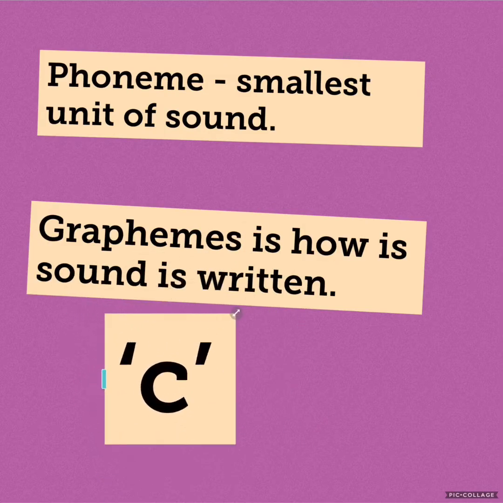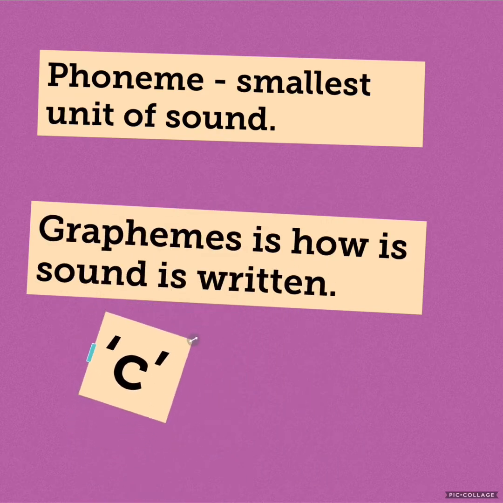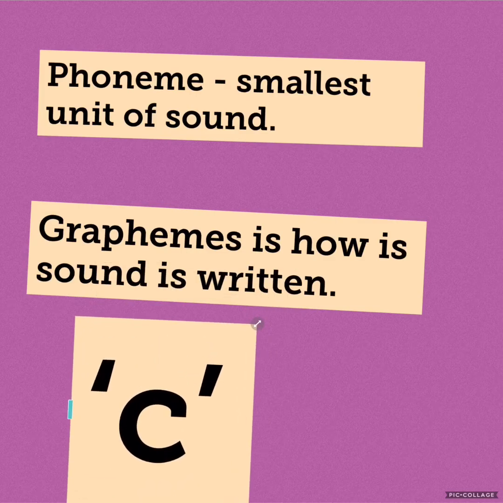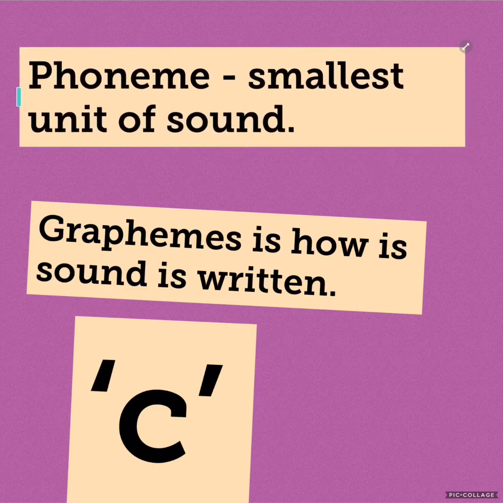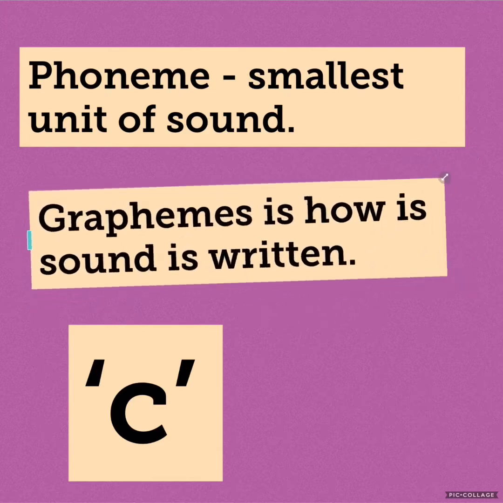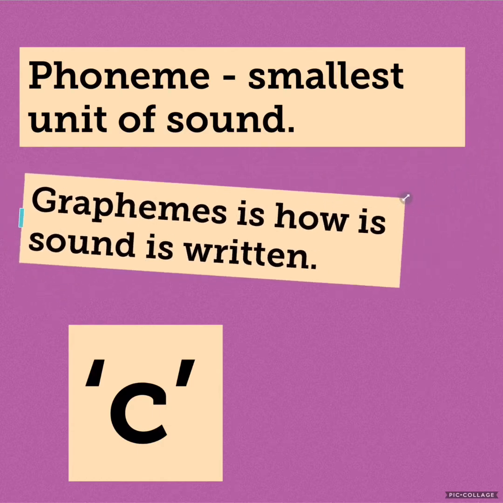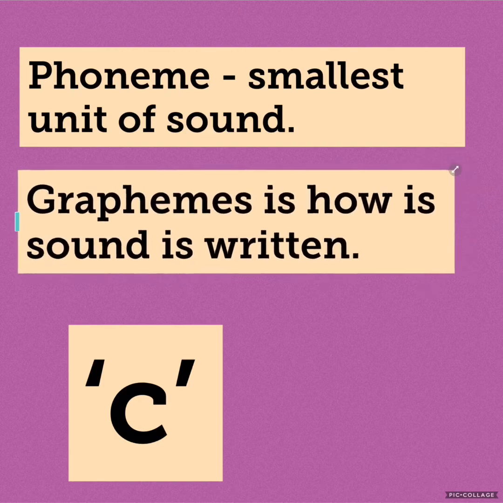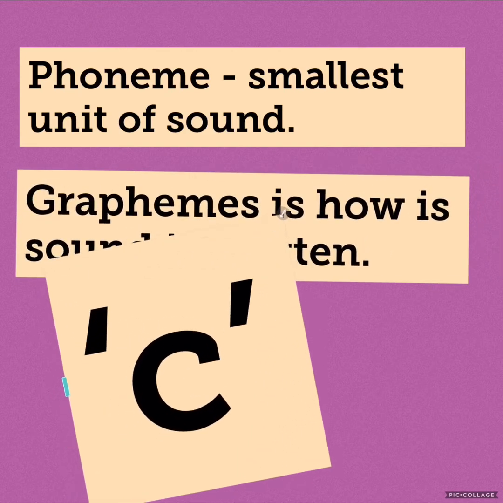Now, back to this week's learning. We're exploring the K sound, or the K phoneme. And just some revision: the phoneme is the smallest unit of sound. So for this K sound, we're exploring how we can write or represent that sound in letters. A representation of a sound in letters or writing in English is called a grapheme. So we're exploring the graphemes that show the phoneme K.